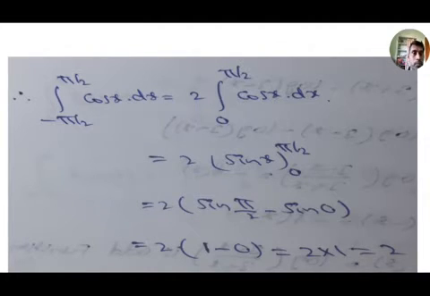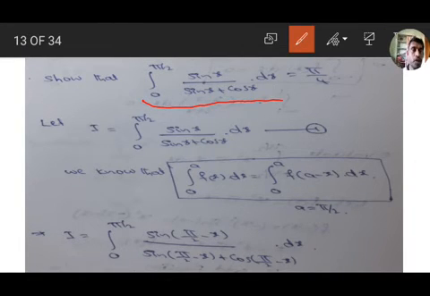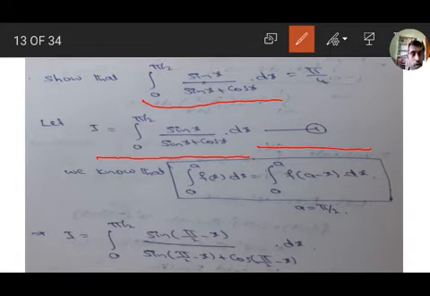Next problem. Show that the integral from 0 to pi by 2 of sin x by (sin x plus cos x) dx equals pi by 4. So let the integral be I equal to the integral from 0 to pi by 2 of sin x by (sin x plus cos x) dx, that is equation 1.